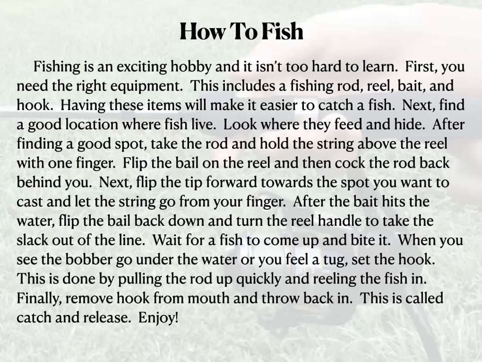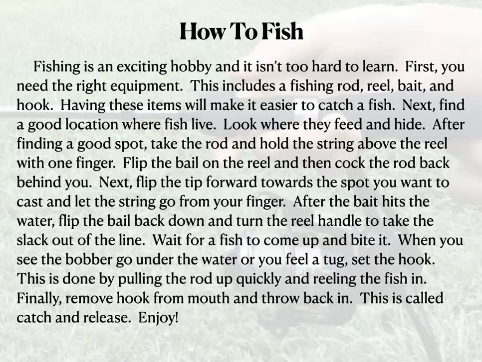Then you go down to this sequence word, next. Flip the tip forward towards the spot you want to cast, and then let the string go from your finger. So once again, you're starting to understand why it's important to show the video to go with this. After the bait hits the water, flip the bail back down and turn the reel handle to take the slack out of the line. All right? Then wait. I didn't say then. You don't always have to have a sequence word for every single step. Wait for a fish to come up and bite it.